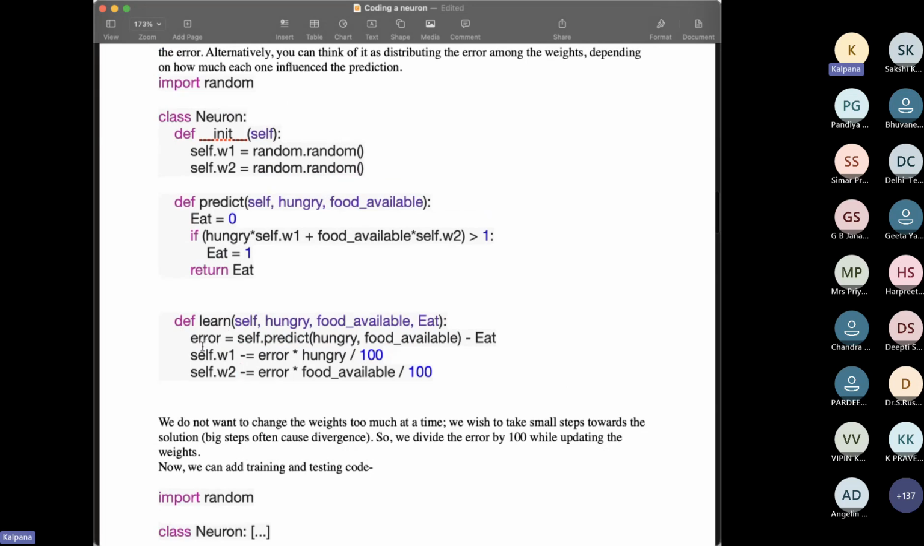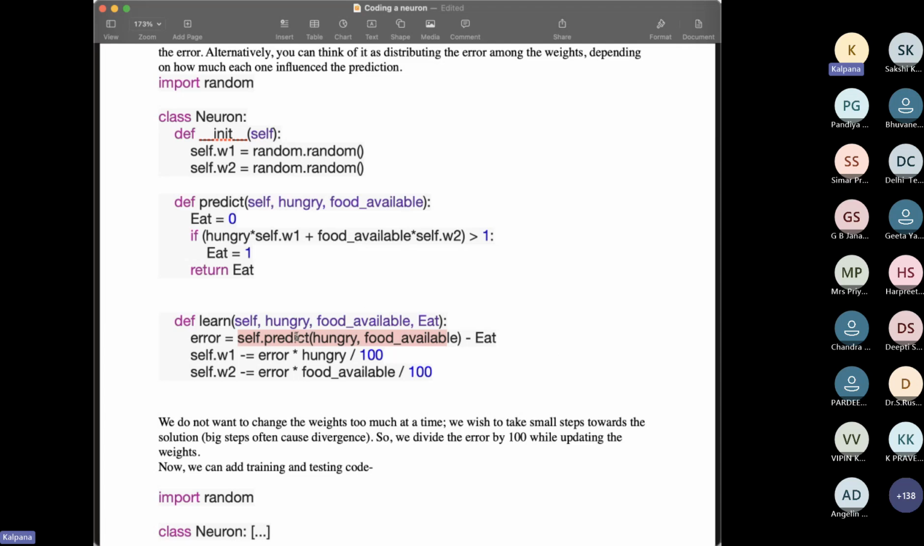So def learn. Now what we are getting is error. Okay. So self.predict. This predict function is called with hungry and food available. So it may so happen that it will give me some answer minus eat, right? So this is giving me the answer as 1 or 0, and I will get some error. So if both are 1, the error will be 0. That means if both the answers are the same, that is, the label eat and the answer predicted by the predict function, then the error will be 0. But if both are different, there will be some error.